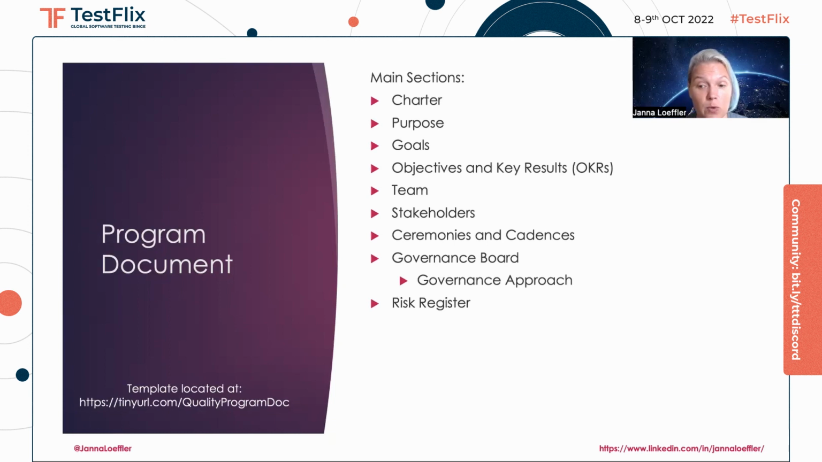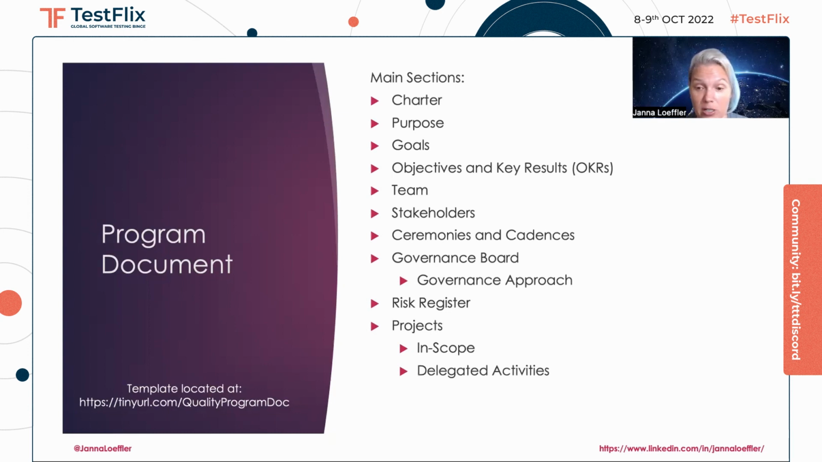Risk register. This is where you're going to list out what are the possible risks to your program. What are the likelihoods of them occurring? What is the impact to the program should they occur? And who is responsible for managing that risk? Every program comes with a risk, so it's good to call them out and let people know that you're already thinking about them.